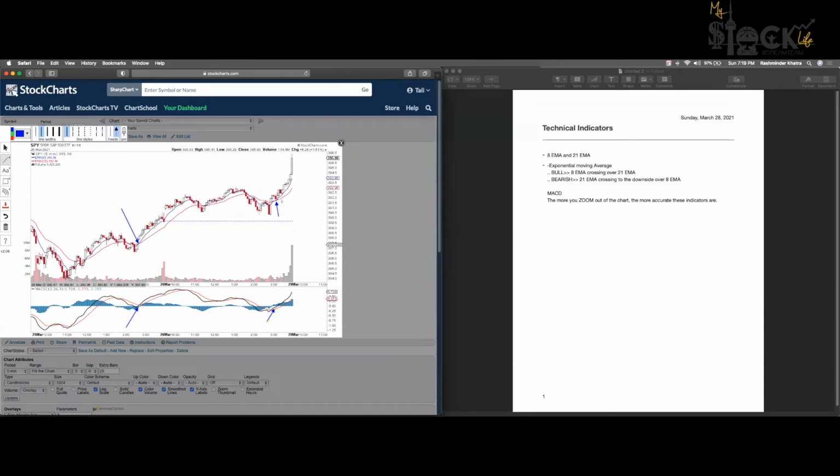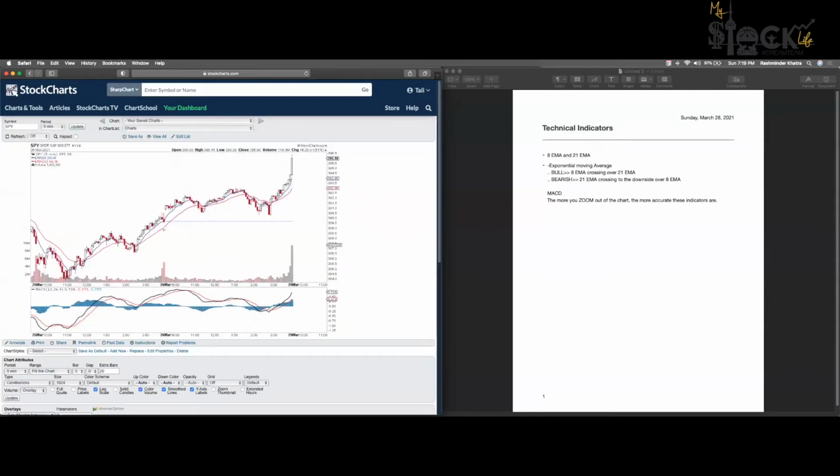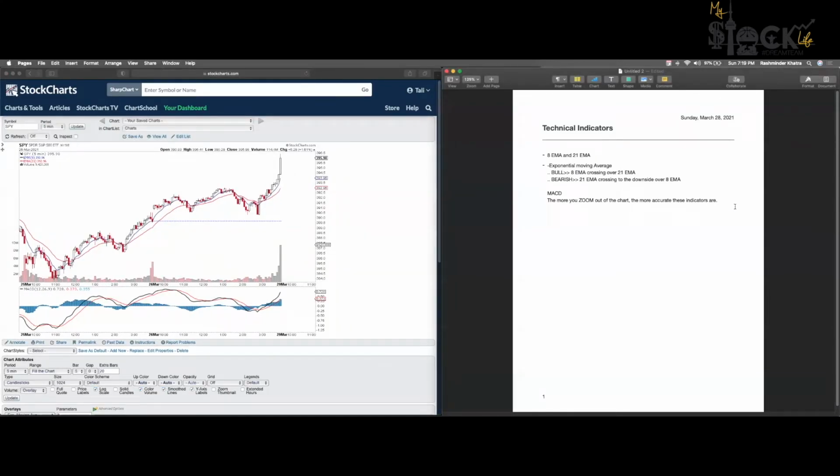This is the 5-minute chart we're looking at. If you're buying a long entry, then you got to zoom out. You got to look at the daily chart. You got to look at the weekly chart, right? So all these things kick in. So I hope the MACD makes sense.